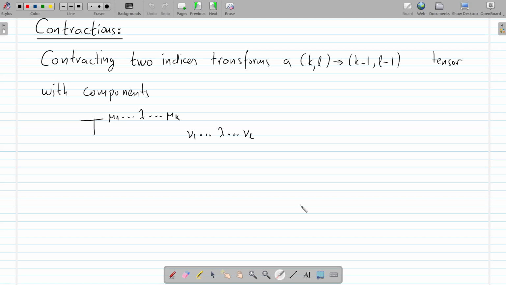That can be generalized to any tensor of type KL. And when we choose two indices to contract, the result will be a K-1, L-1 type tensor. So this will be a tensor whose components are obtained by summing over a chosen index here, any one that we like to pick, with an index downstairs, which is the one that we have picked from downstairs. So this sum here will give us the components of a tensor that has one index less upstairs and one index less downstairs, a K-1, L-1 type tensor.